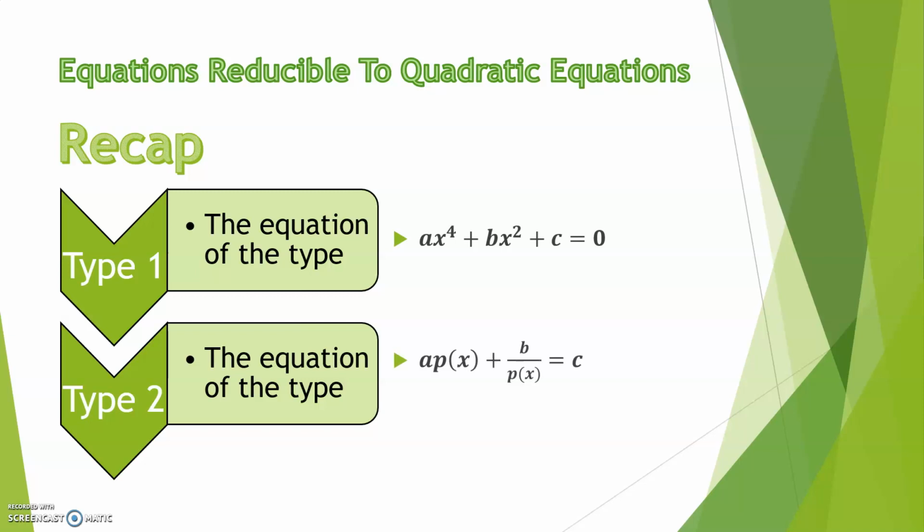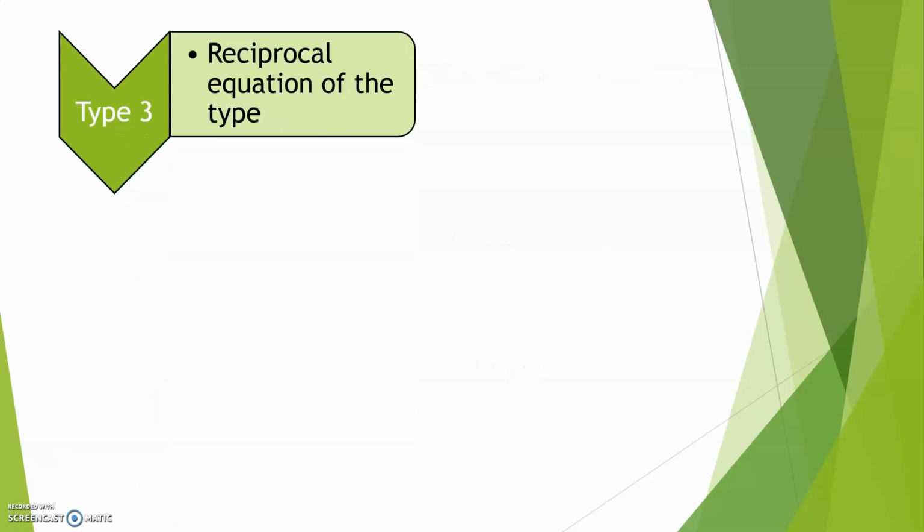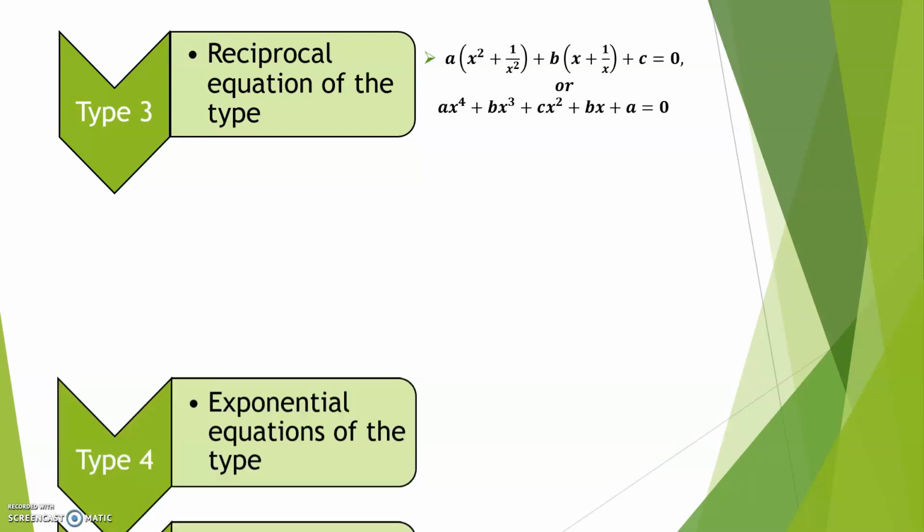Type 2, the equation of the type a into p of x plus b over p of x is equal to c. Type 3, reciprocal equation of the type a into x square plus 1 over x square plus b into x plus 1 over x plus c is equal to 0, or that can be written as ax^4 plus bx cube plus cx square plus bx plus a is equal to 0.